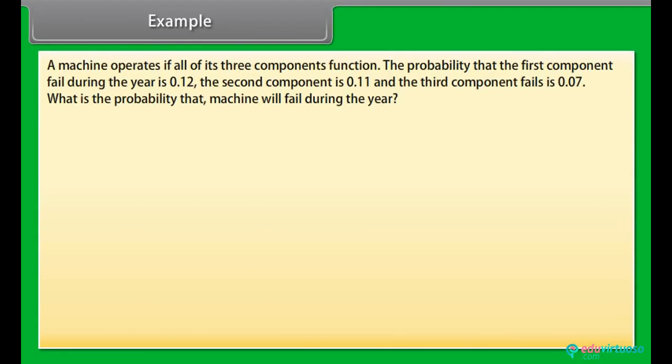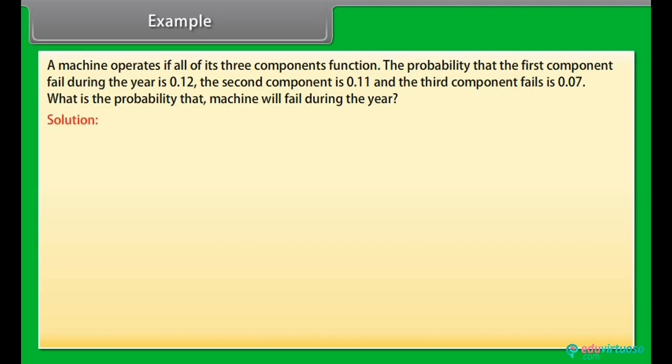Example. A machine operates if all of its 3 components function. The probability that the first component failed during the year is 0.12. The second component is 0.11 and the third component fails is 0.07. What is the probability that the machine will fail during the year?